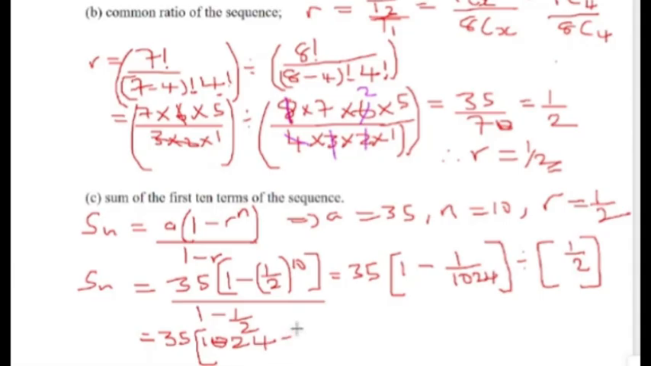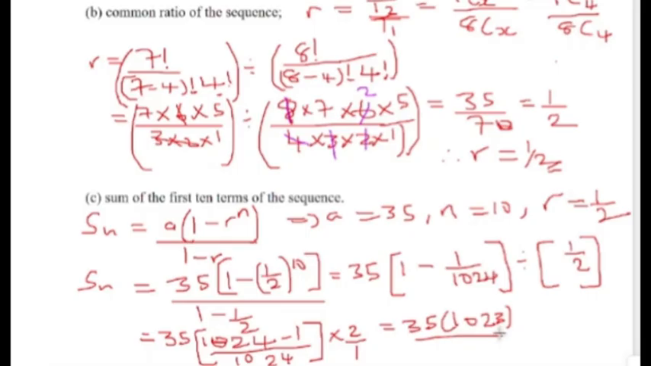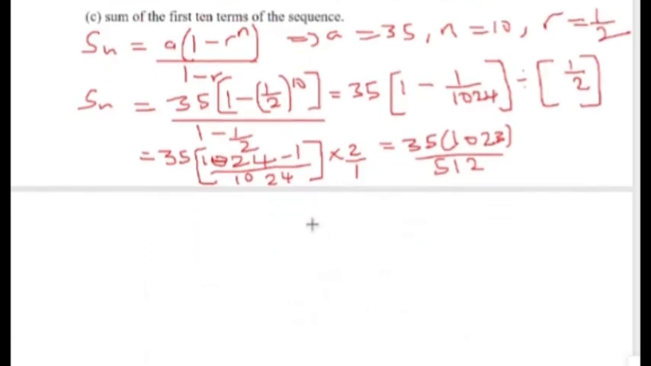1024 minus 1 over 1024, divided by half, which I can flip to be 2 over 1. So I'm going to have 35, 1023, everything, 1024 divided by 2, we're going to get 512. So this is 512. So we've obtained our solution to this question.